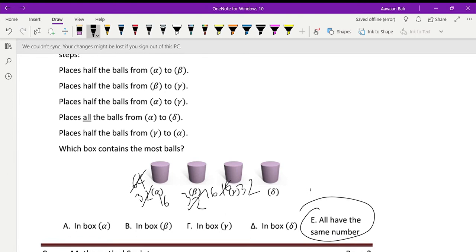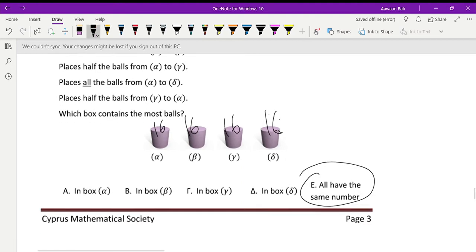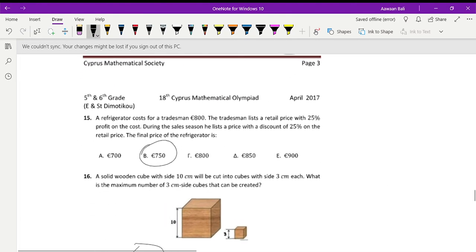Place all the balls from alpha to delta. So there's no more here, and 16 will go here. And now place half the balls from gamma to alpha. So there'd be 16 here, 16 here, 16 here, and 16 here. So basically, which box contains the most balls? Since all of them are 16, we can say the answer is option number eta. They all have the same number.